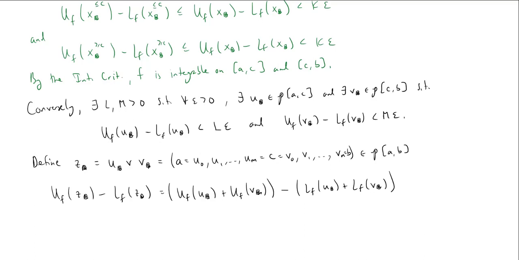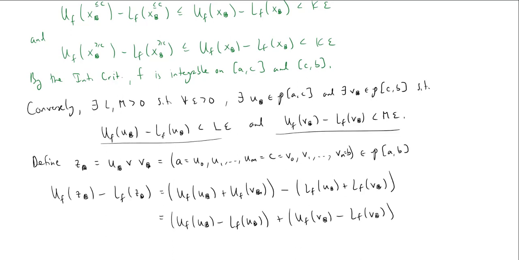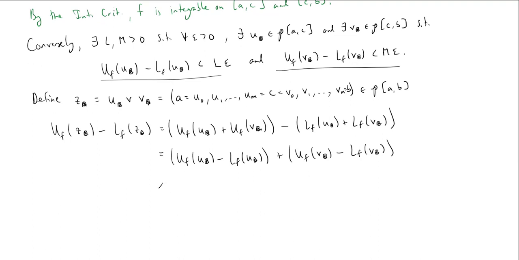Okay, but I can rearrange this. So this is equal to UFU minus LFU plus UFV minus LFV. But I have estimates on those. So this is going to be less than L epsilon plus M epsilon, which is L plus M times epsilon. And of course, L plus M is positive.